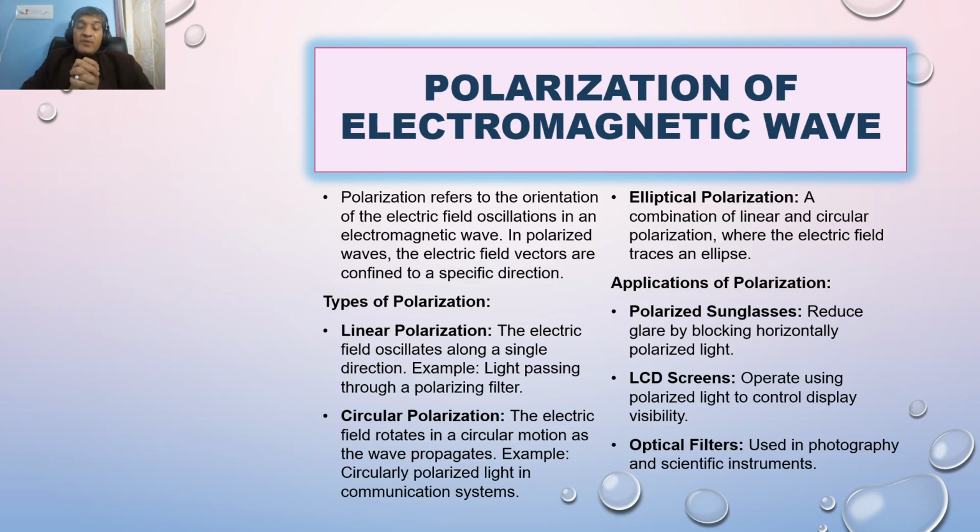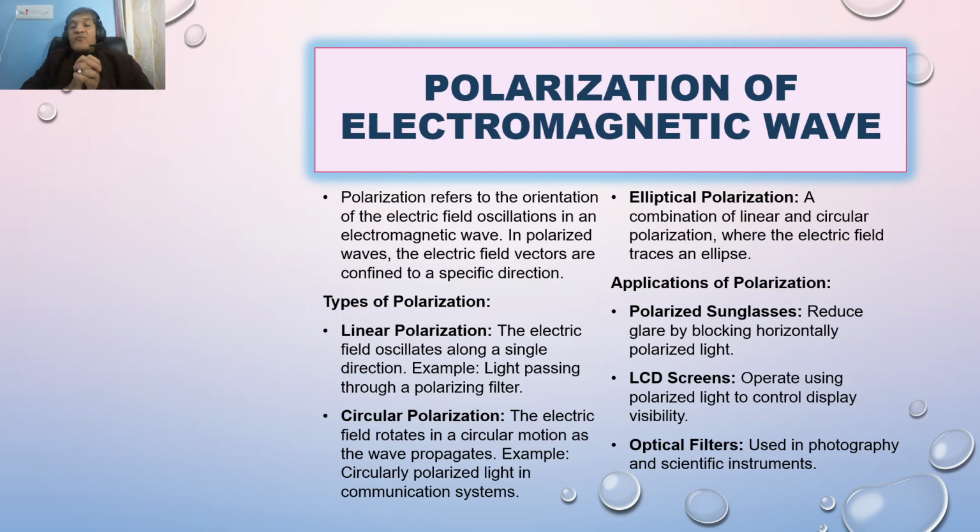Circular polarization is another very important type of polarization. The electric field rotates in a circular motion as the wave propagates. Basically, in this, the motion is not linear as in the previous one. Here the electric field rotates in a circular motion as the wave propagates, circling around the direction of propagation of the wave. An example is circularly polarized light.